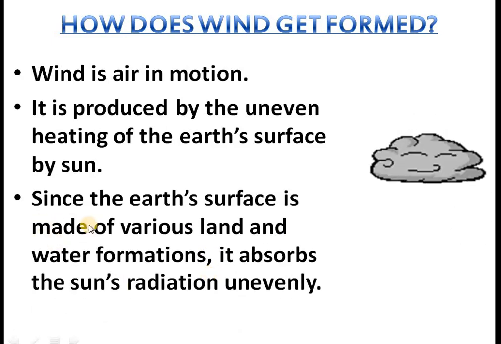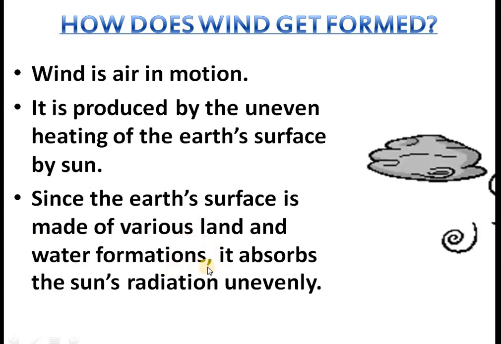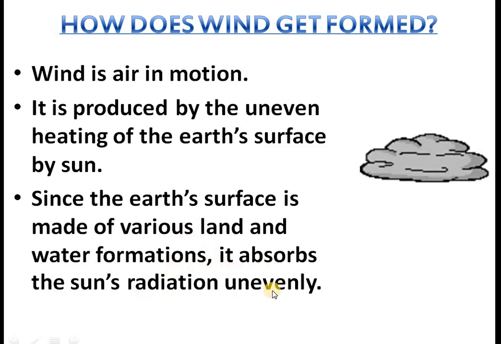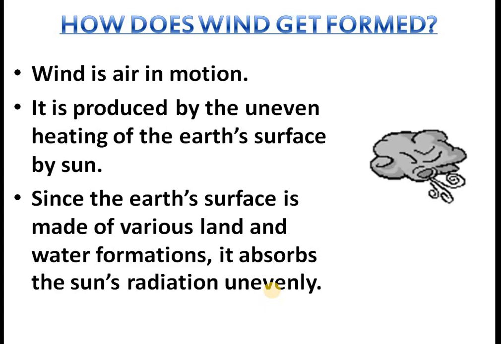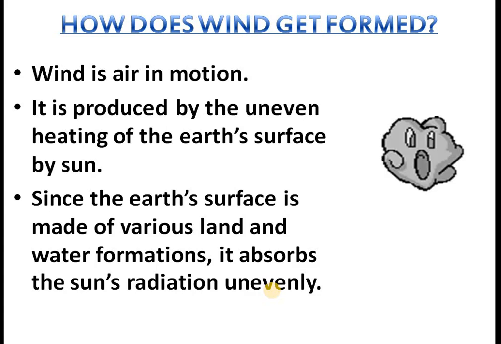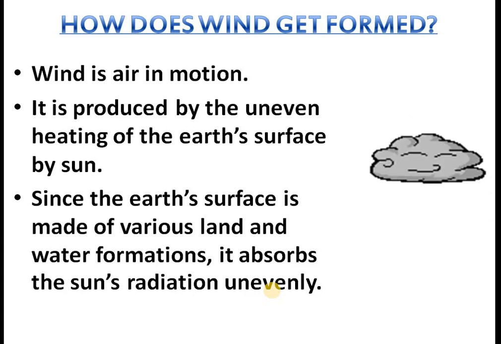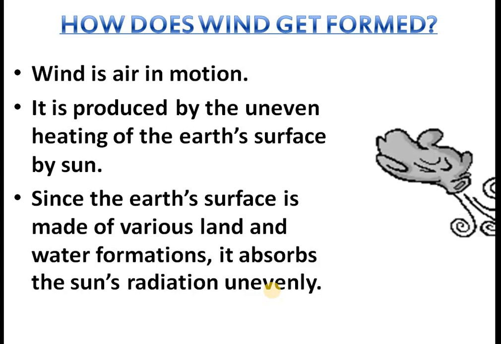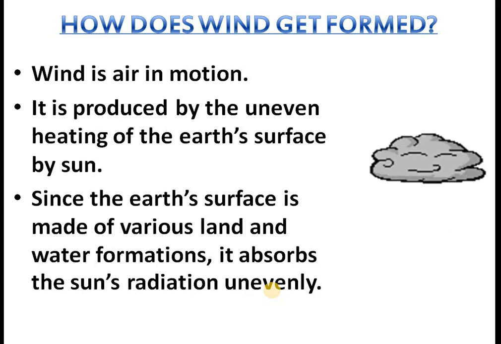Since the Earth's surface is made of various land and water formations, it absorbs the sun's radiation unevenly. There are oceans on one side, land on the other side, and other water reservoirs like rivers, ponds and huge lakes. So the Earth's surface gets heated in different ways, because water and land do not get uniformly heated up. They get heated to different extents, at different temperature scales, so they establish an uneven temperature difference.